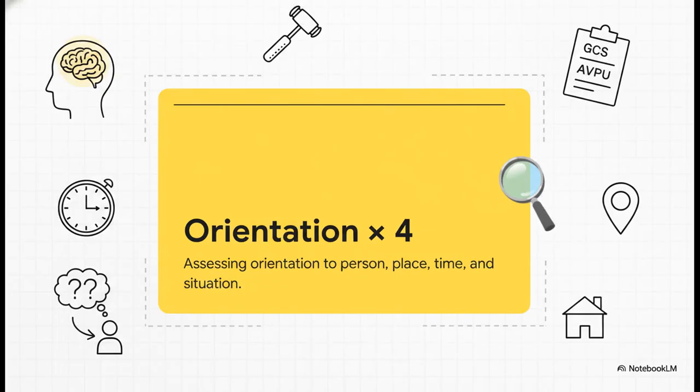Moving right into the neurological system, we formalize our check of the patient's level of consciousness, or LOC. We utilize standard scales like AVPU or the Glasgow Coma Scale when indicated. But on a more conversational day-to-day level, we're checking their orientation times 4. Are they oriented to person, like do they know who they are, place, do they know where they are, time, the current date, and situation, do they actually understand why they are here?